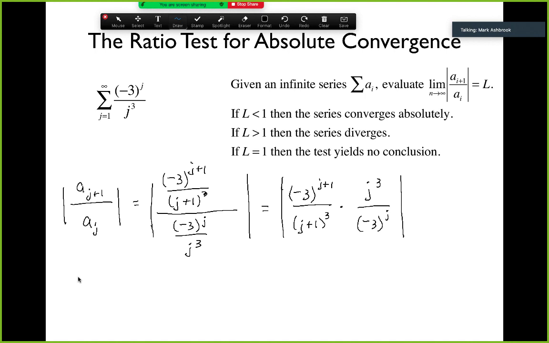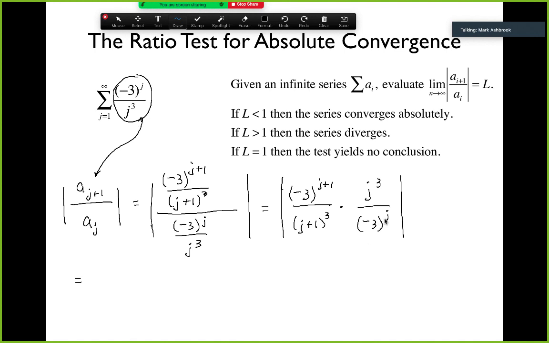All right, so now we can... Where did the j plus 1 cubed come from? This. The j plus first term of the sequence would be negative 3 to the j over j cubed, so everywhere there's a j, now you're going to have j plus 1. Do you follow that? Oh, okay, I see. Yeah, so it's just everywhere there's a j, now you're going to have j plus 1.